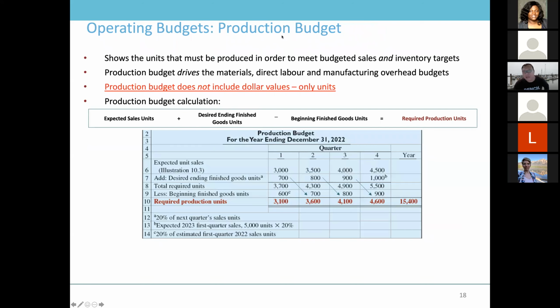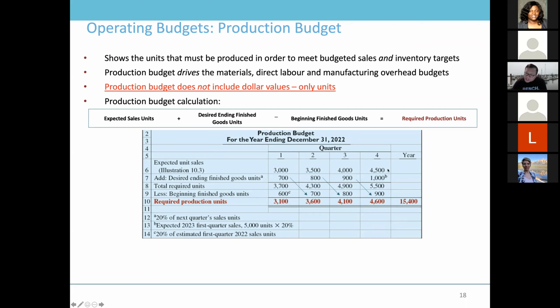Okay, now let's take a look at the production budget. Remember, the production budget has no dollar amount. It's only the number of units, okay? I am expecting to sell 3,000, 3,500, 4,000, 4,500. I know this from the sales budget, how many units of sales I can make.